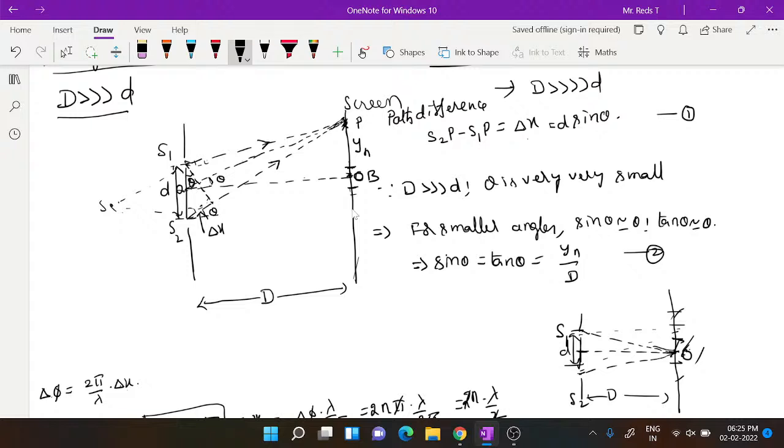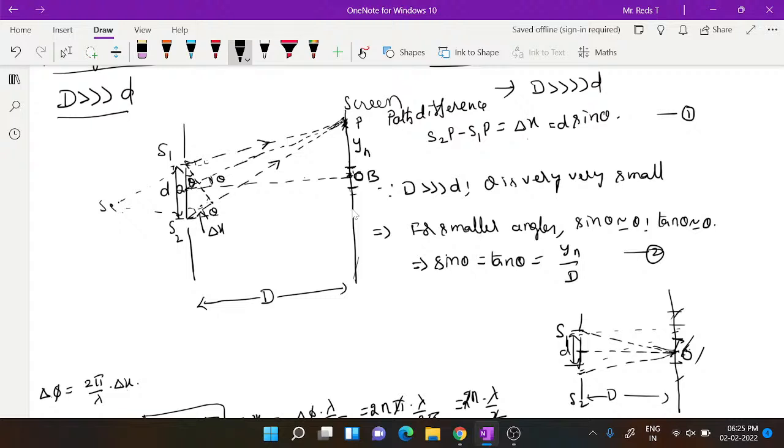So by symmetry, if OPQ is a triangle, and this is theta, then this S2P line also makes an angle theta with this horizontal line. And because we are considering this delta x as the extra path or path difference, for obtaining this we have drawn a perpendicular line here.